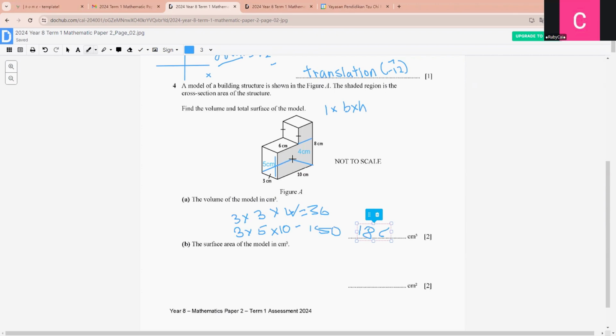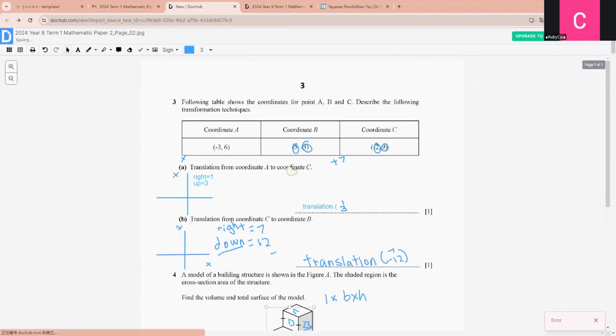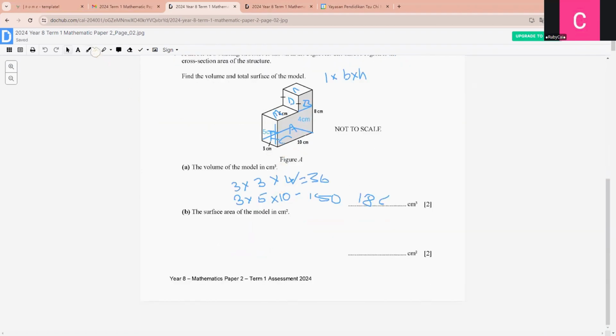So first of all, this space right here, we're gonna label it A, B, C, D, E, F, G, H, and I. So first, starting with A, A is 5 cm multiplied by 10 cm, which gives us 50 cm squared.